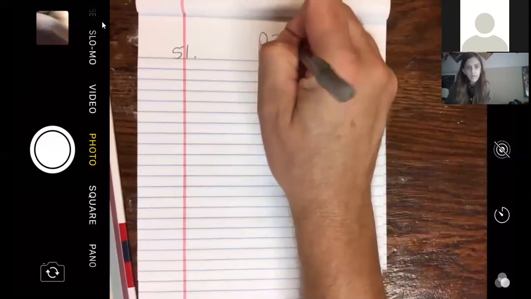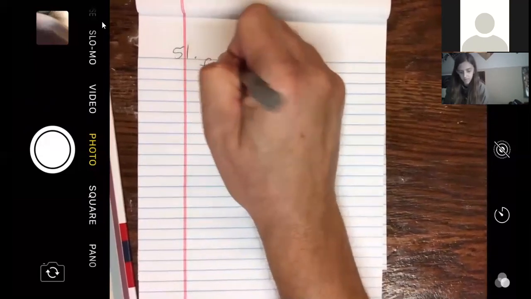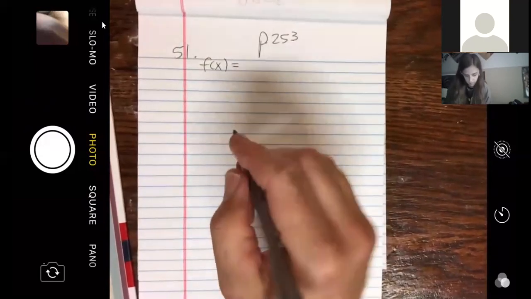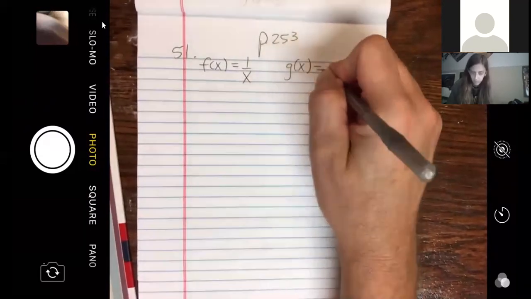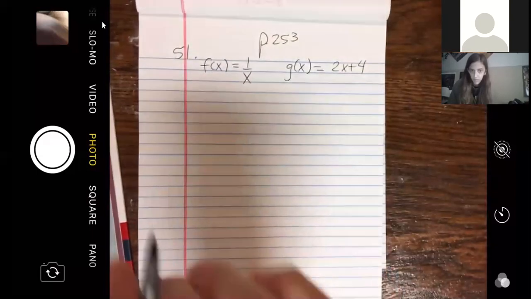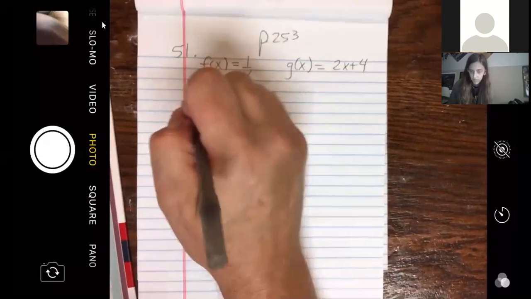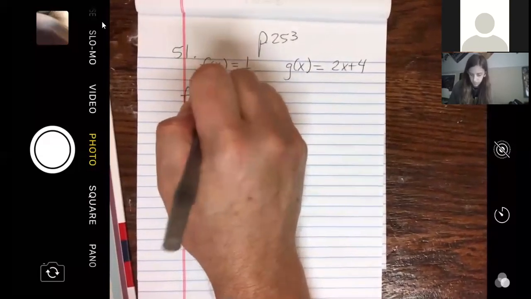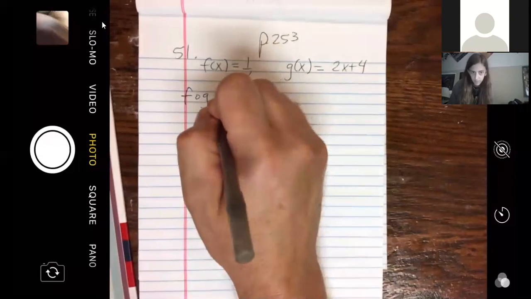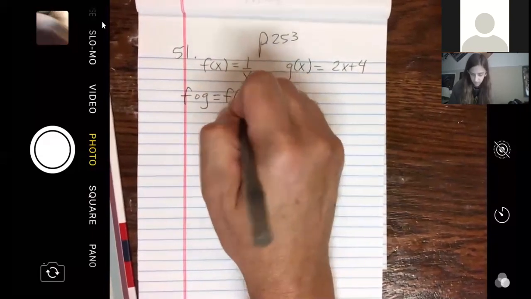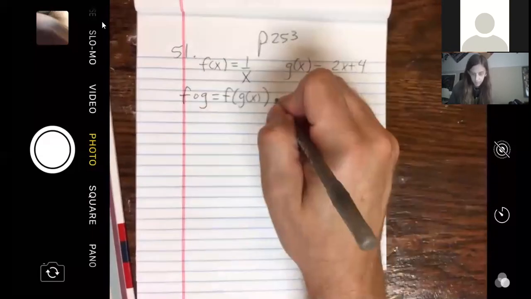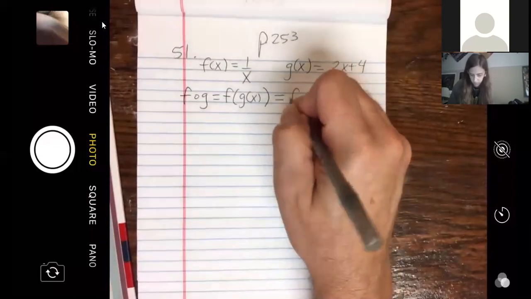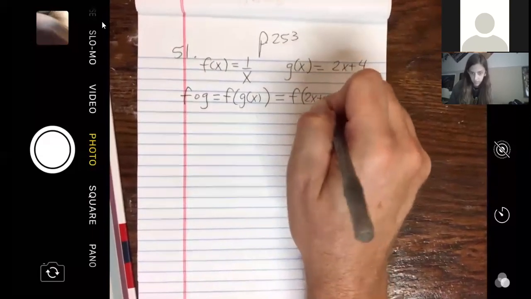Page 253. Your f of x is 1 over x, g of x is 2x plus 4. All right, all four of them. F, circle G. F of g of x, that'll be f of your 2x plus 4.